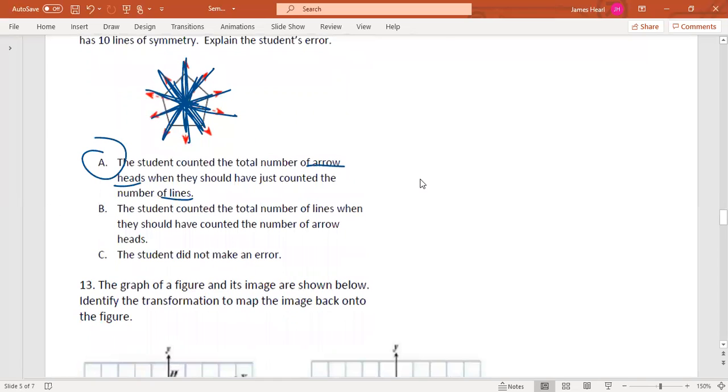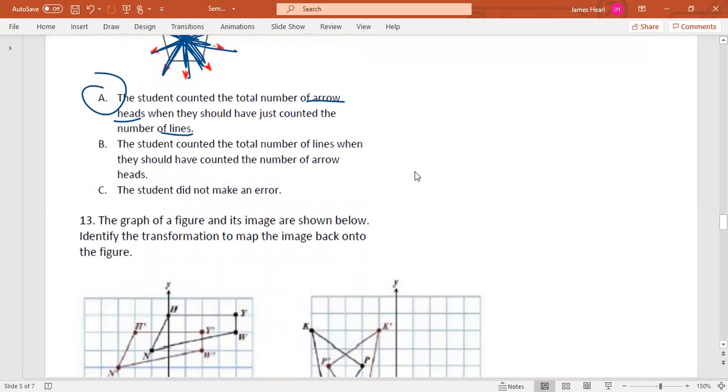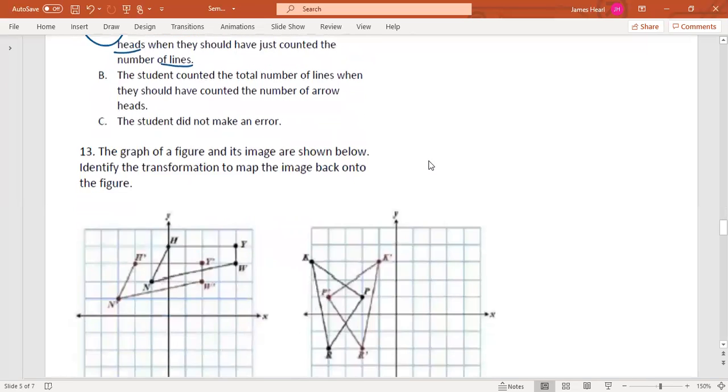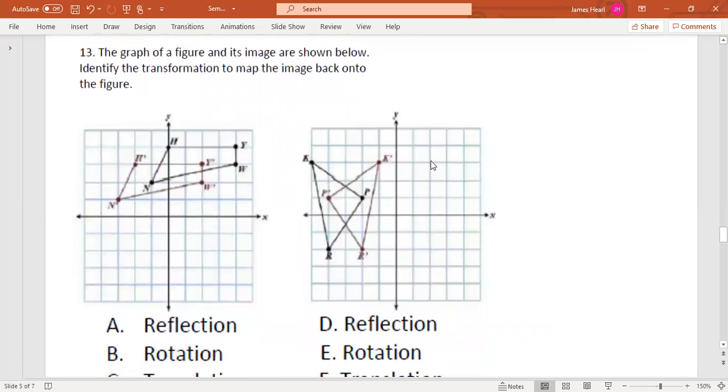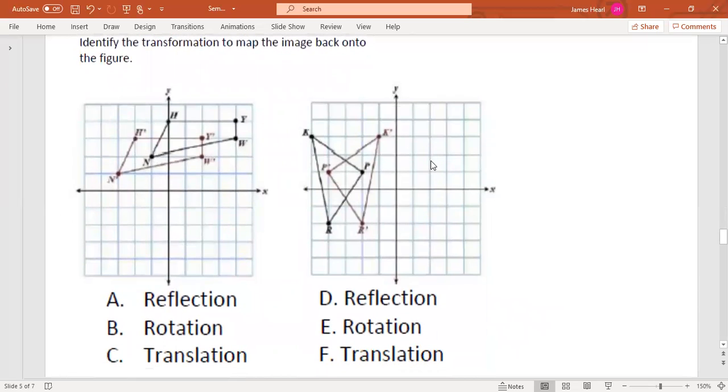All right. For 13, more transformation work. So here is a figure and its transformation, and we're asked to figure out what was actually done to it. The easiest way to do these is literally highlight one point and see what was done to it. So in the first picture here, we'll take point H, for example. Point H moved 1 step down and 2 steps to the left to become point H prime. Moving directions is the definition of translation.